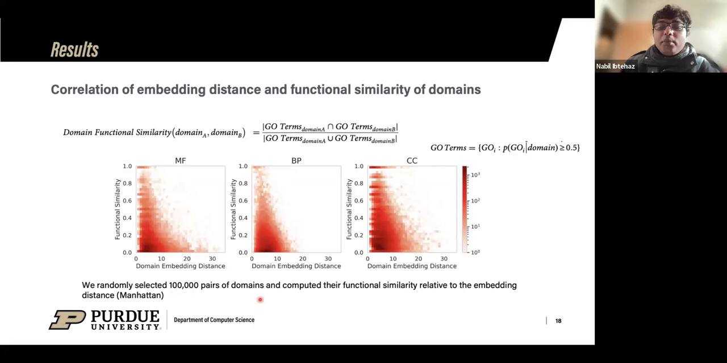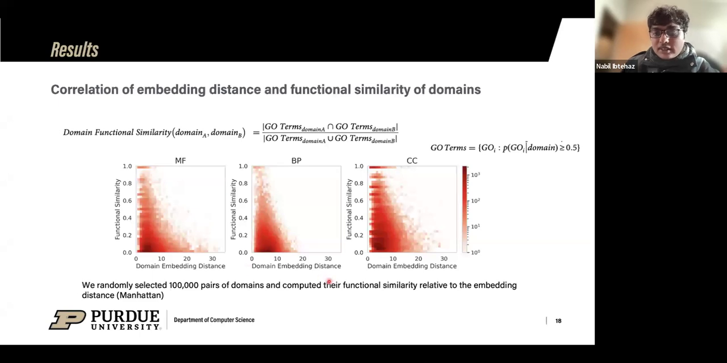pairs of domains and computed their functional similarity relative to the embedding distance. We considered Manhattan distance because in higher dimensional spaces, it is more meaningful than Euclidean distance, because Euclidean distance has a kind of squeezing effect, but Manhattan distance still prevails over a longer range.